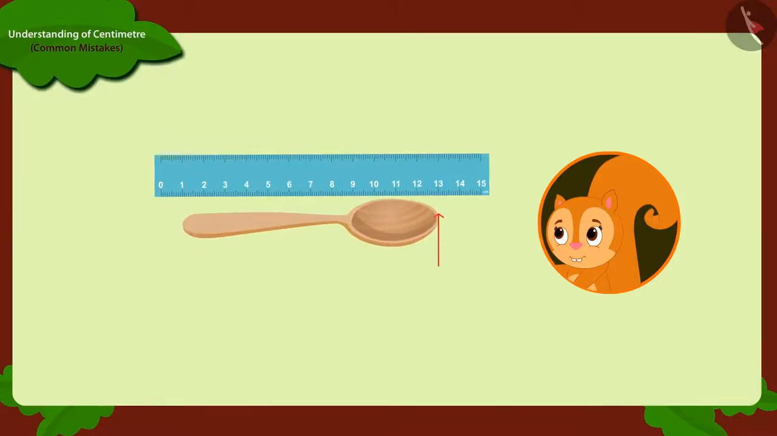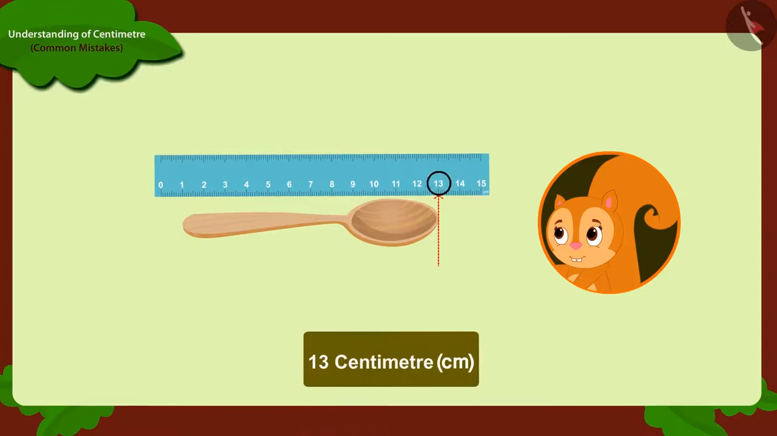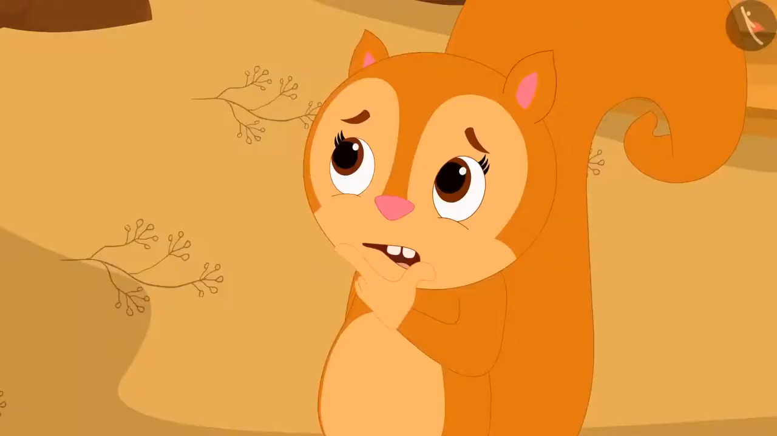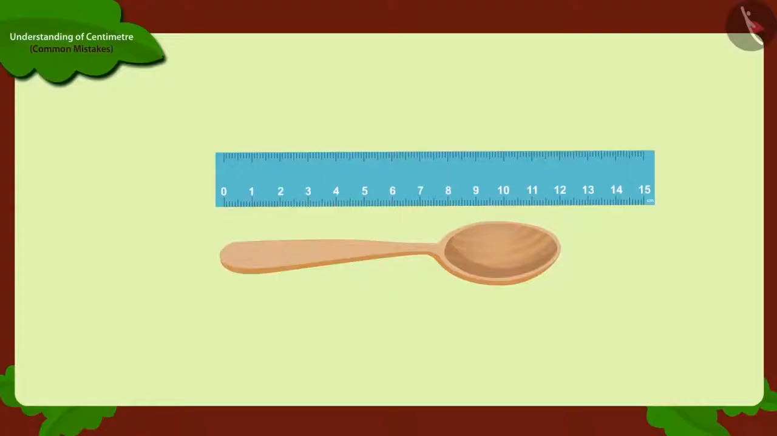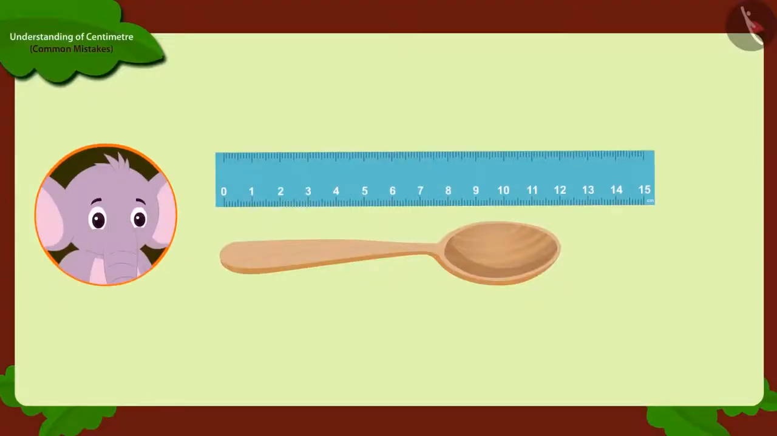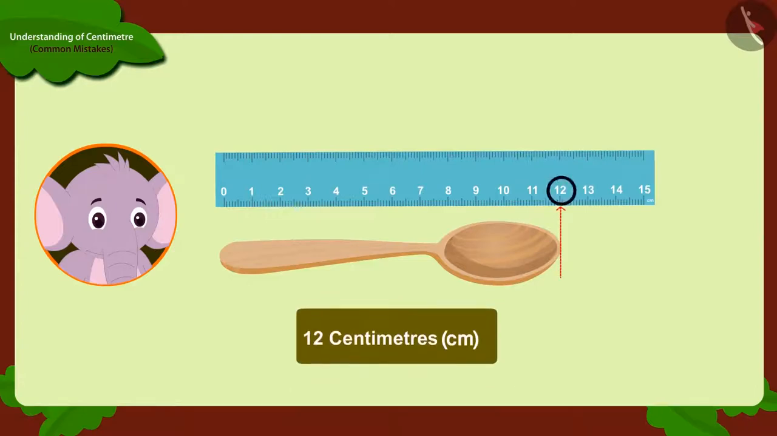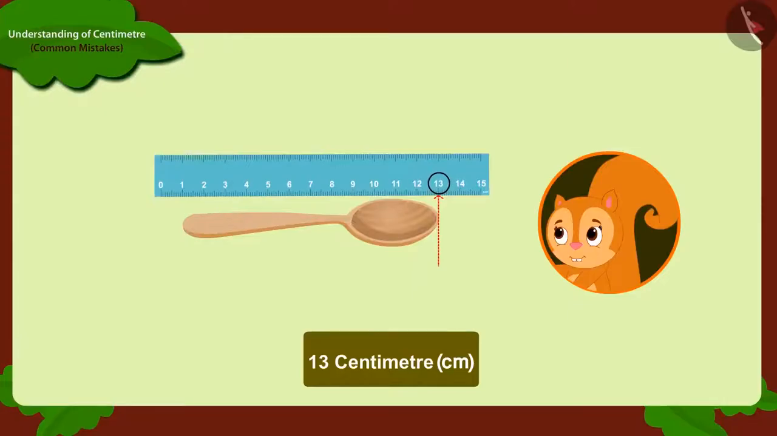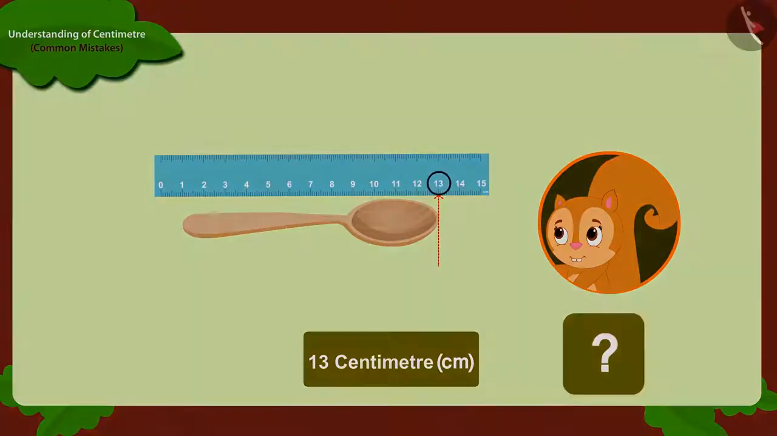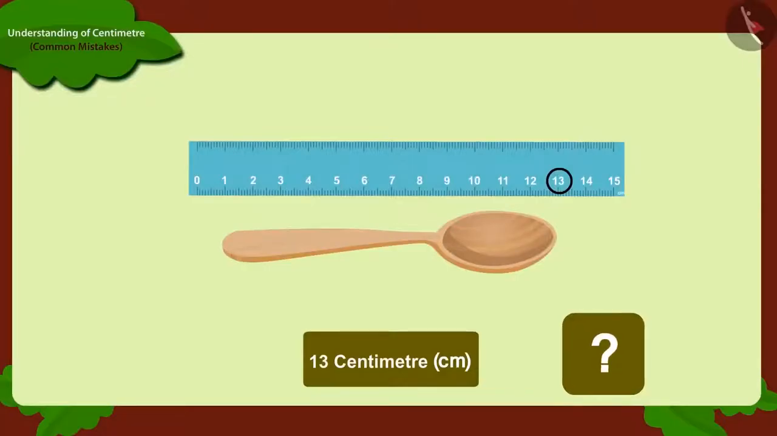But what is that? Chanda got the length of the spoon as 13 centimeters this time. Chanda started wondering how it happened. When Appu measured the length of that spoon, it was 12 centimeters. Then how did it become 13 centimeters today? Kids, can you tell what mistake Chanda has made here?